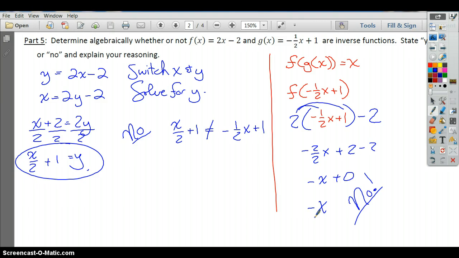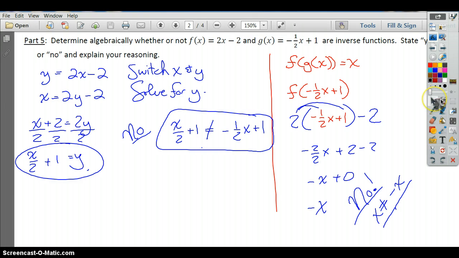Okay? So, if you did it this way, you would just have to say no, x is not equal to negative x. All bets are off. This one you would state this, that would be your reasoning over on the left. So let's take a look at part 6.